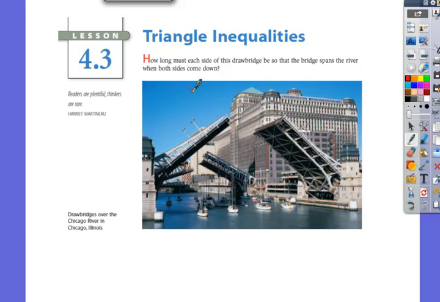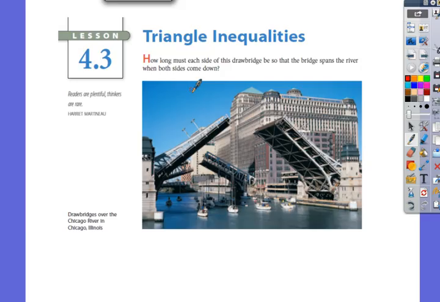But with a bridge, what you'll notice is that these never form a triangle. These drawbridges never form a triangle. The sides are not long enough because when they finally connect, it's a straight line. The bridge is a straight line that you drive over. But if the sides were longer, you could form that triangle and something appears in terms of the side lengths that we need to know.